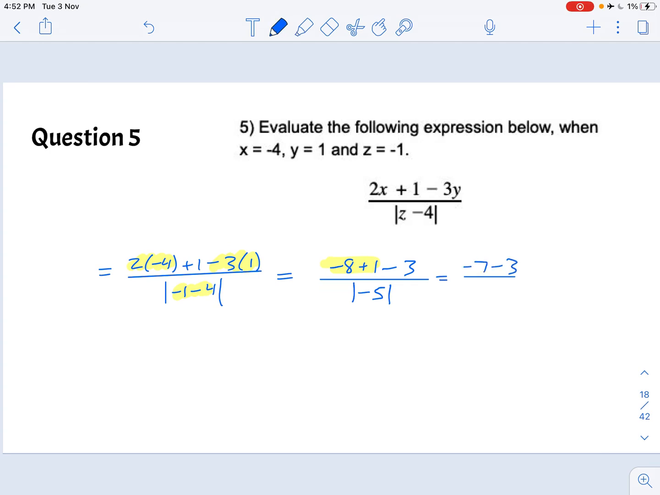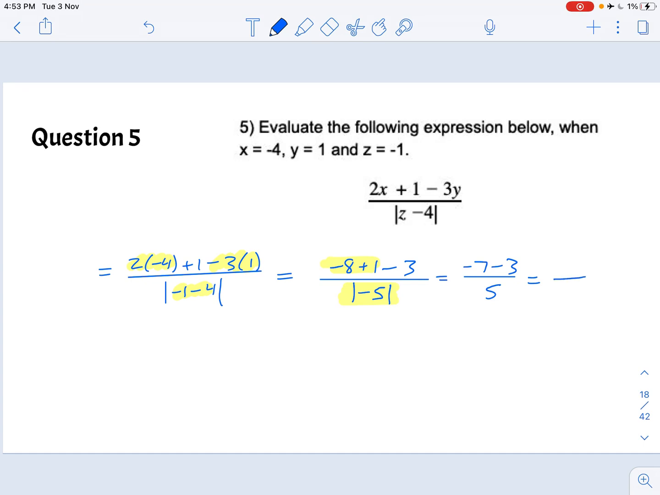And in the denominator, remember what the absolute values do, those straight lines. That means how far is that number from 0, which has the effect that if you have a negative number there, it always becomes a positive number. And if it was a positive, it stays a positive. And then I'm almost there.